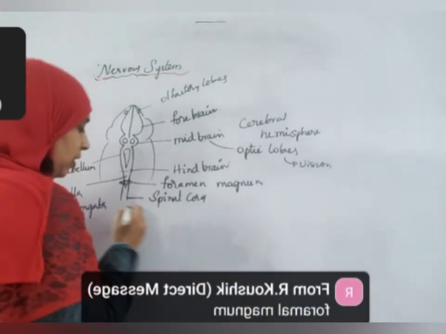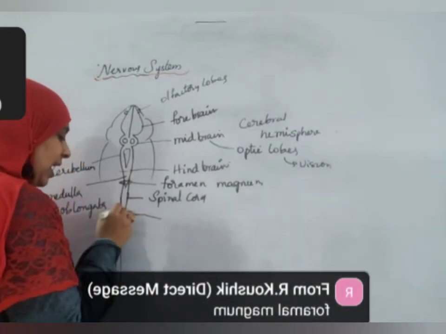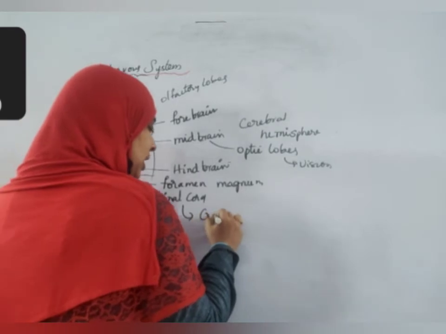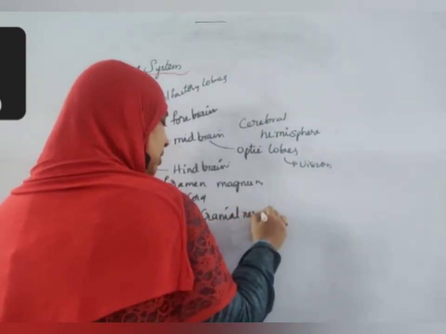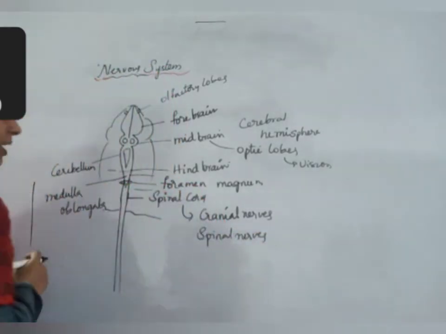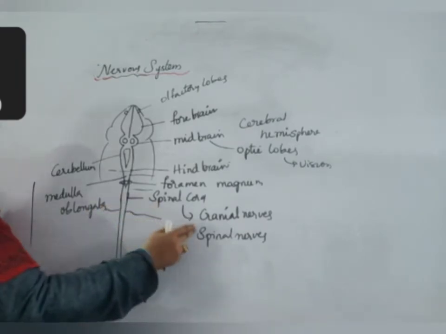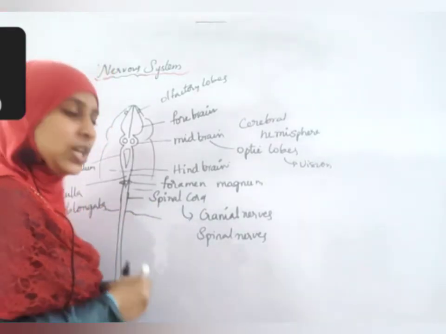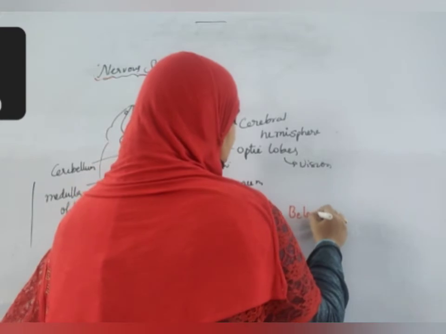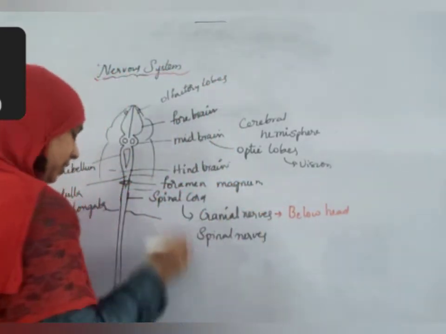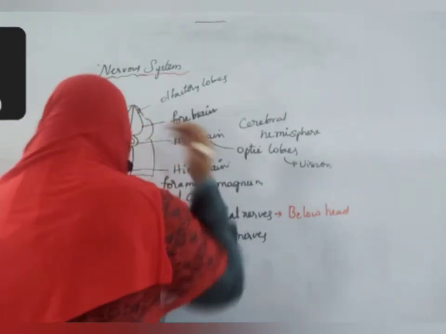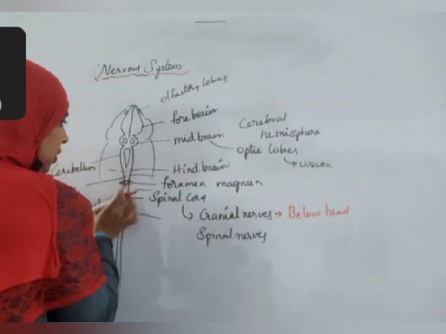The spinal cord extends to the back. It has nerves that are distributed. Nerves are divided into cranial nerves and spinal nerves. Those which arise from the region below the head are called cranial nerves. For us, here the neck region, the cranial nerves will arise. In case of frog also, just below the head region.